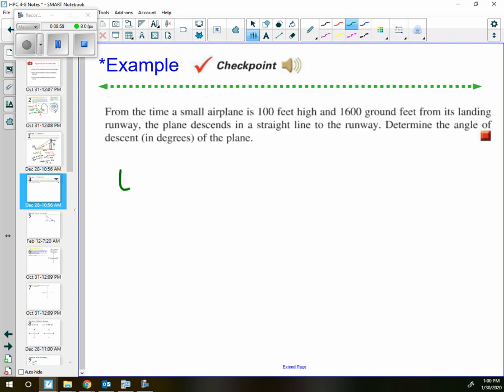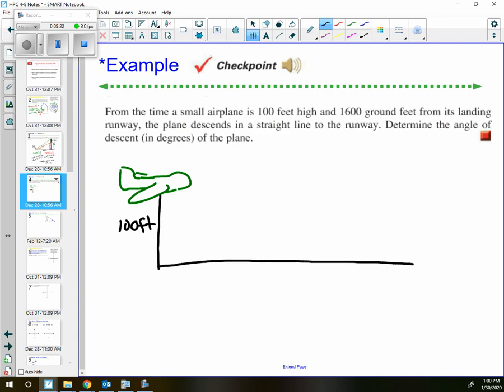So we have an airplane, sort of an airplane. All right, it's not that bad, I guess. So it is 100 feet high. So the distance elevation is 100 feet. Ground feet from the airport, from the end of the runway, is 1,600, so feet along the ground. So the airport's down here, the runway's down here. They're going to make a straight descent to the airport. So that's their flight path. So they're actually flying along that red line.